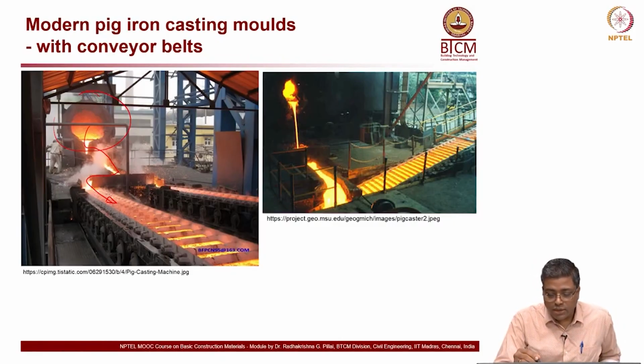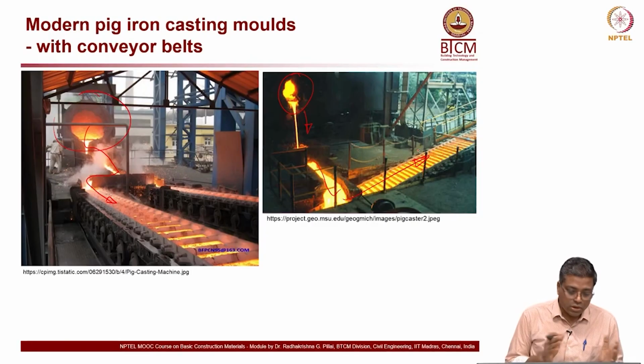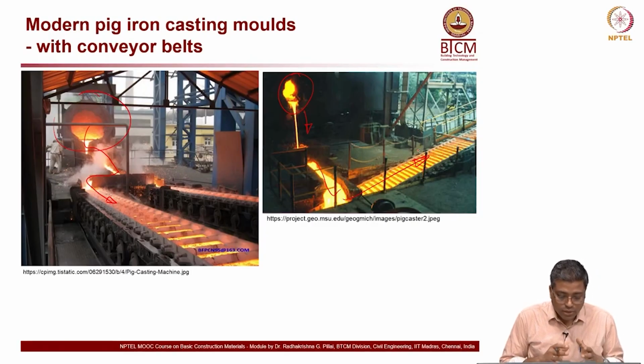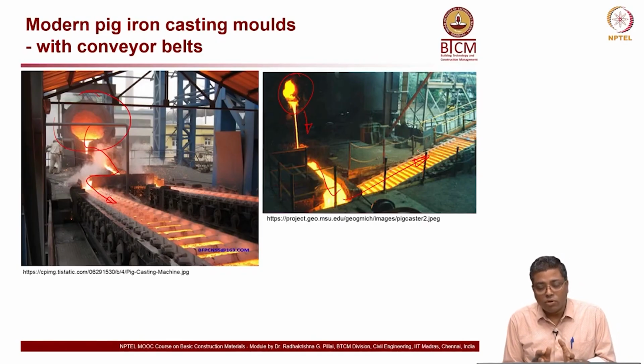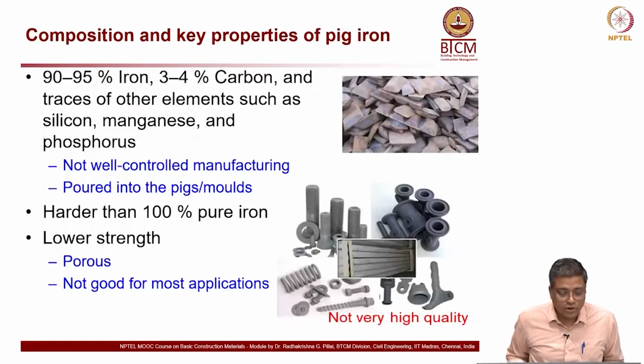And you can see on the right side picture also, the molten material is poured into this, and then it settles, and then it is taken out using a conveyor belt. So, the technology has changed a little bit. In the first one which I showed in the previous slide, the material flows all the way to the mold. Here the material flows, but then it is taken using a conveyor belt. So, there is a little difference in that.